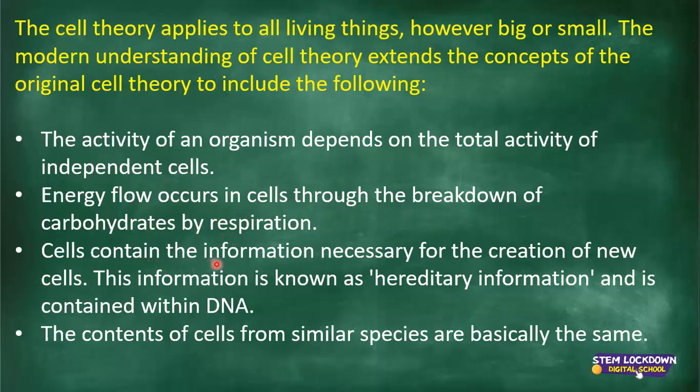Cells contain the information necessary for the creation of new cells. This information is known as hereditary information and is contained within DNA. This is the example that I made when we said new cells come from old cells. It's through the creation of this information that it contains, DNA. DNA is passed on from generation to generation.